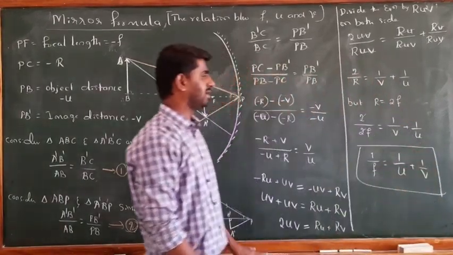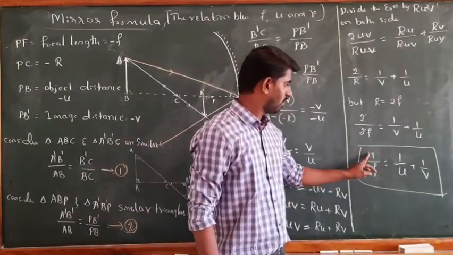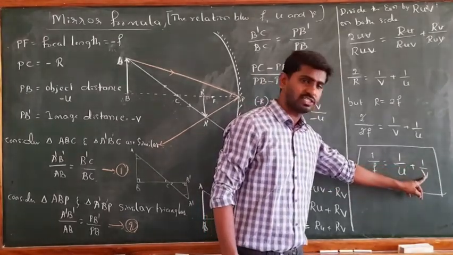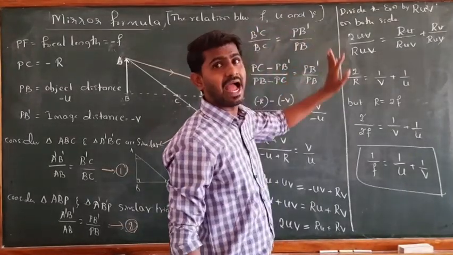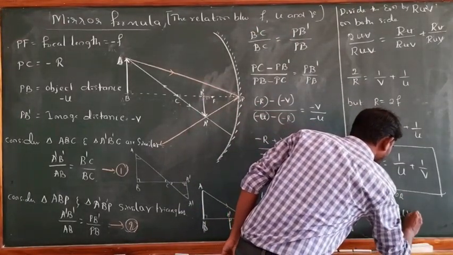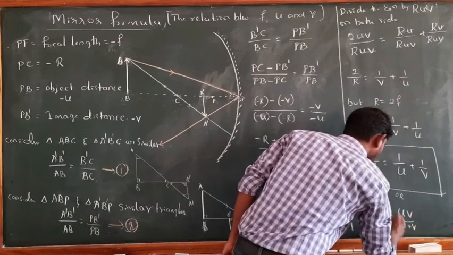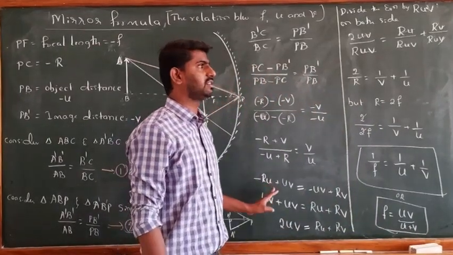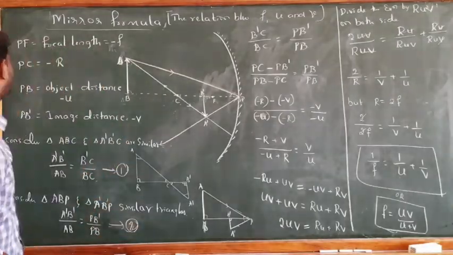So this is our final derivation, right? See that last equation, we are having focal length, we are having object distance U, and we are having image distance V. So this is the relation between F, U and V. Or you can simplify this one and you can write UV divided by U plus V. Okay, so this is the mirror formula. Once more I'll repeat in 1 minute.